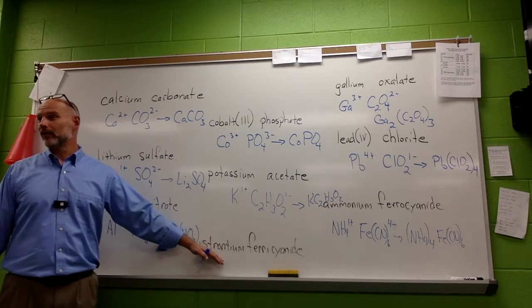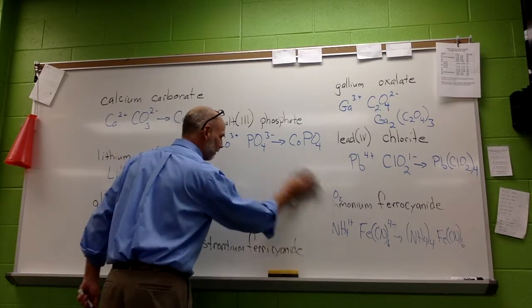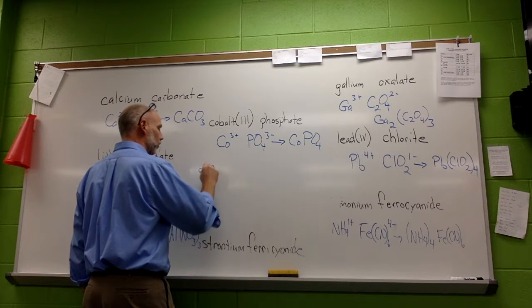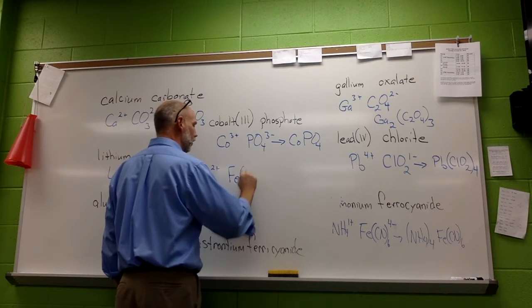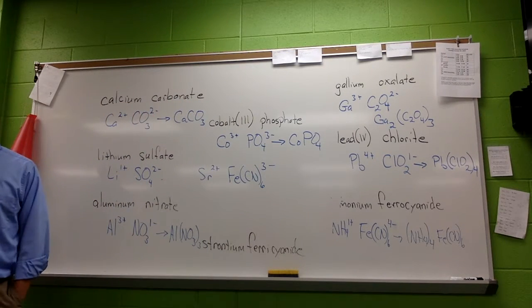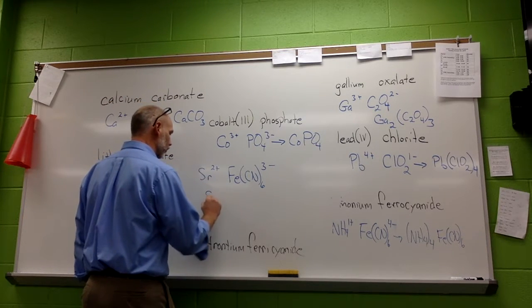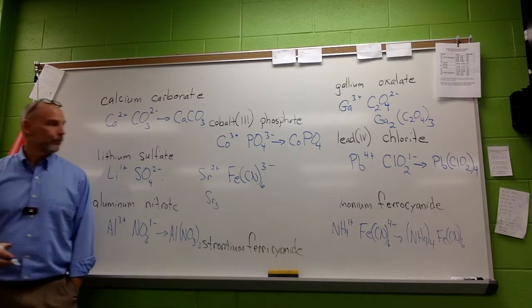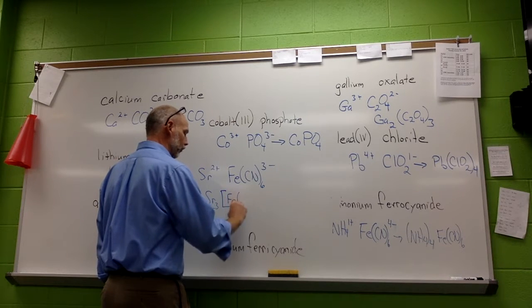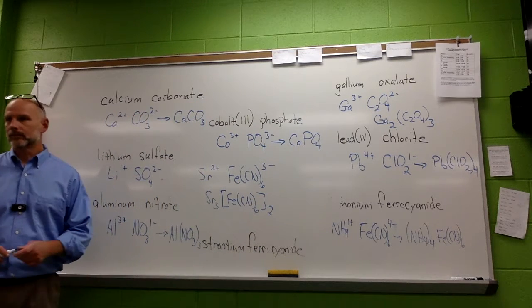Oh, and then strontium ferrocyanide. So, strontium is Sr with a 2 plus. Ferrocyanide is Fe(CN) taken 6 times with a 3 negative. Charges don't cancel. Lowest common multiple is 6. So I need 6 positive charges, so strontium gets multiplied by 3. The ferrocyanide already has 3 negative charges, but it currently only has 2, so... And there we go.